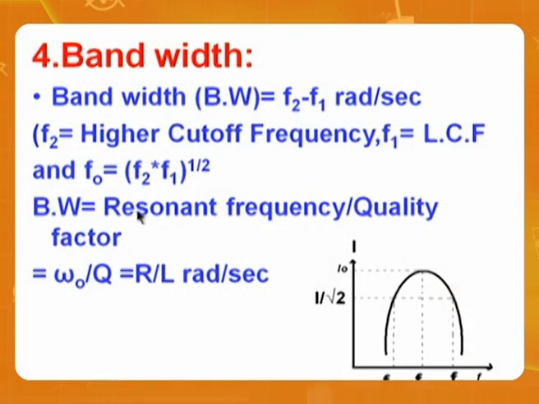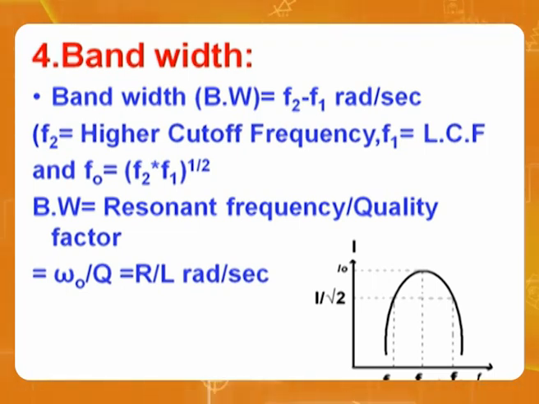The relation between omega naught, F naught and F1, F2 is root of F1, F2. That's why some people say F1, F2 and F naught are in GP. GP means geometrical progression. So it is just like B is equal to root of AC. Similarly, suppose this is A, B, C, then B is equal to root of F1, F2.